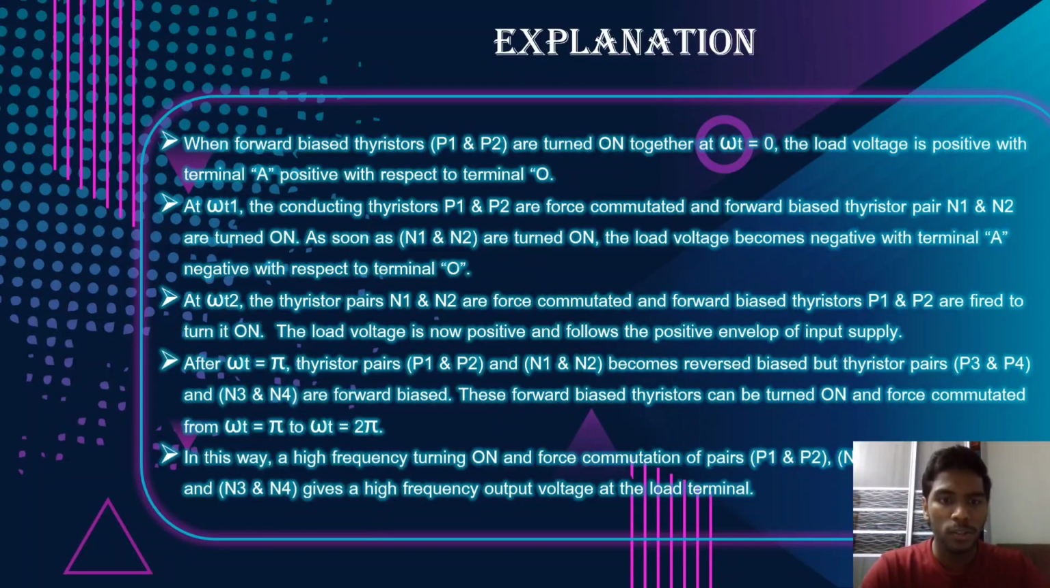After ωt equals π, thyristor pairs P1 and P2 and N1 and N2 become reverse biased, but the thyristor pairs P3 and P4 and N3 and N4 are forward biased. These forward biased thyristors can be turned on and force commutated from ωt equals π to ωt equals 2π. In this way, high frequency turning on and force commutation of pairs P1 and P2, N1 and N2, P3 and P4, and N3 and N4 gives a high frequency output voltage at the load terminal.